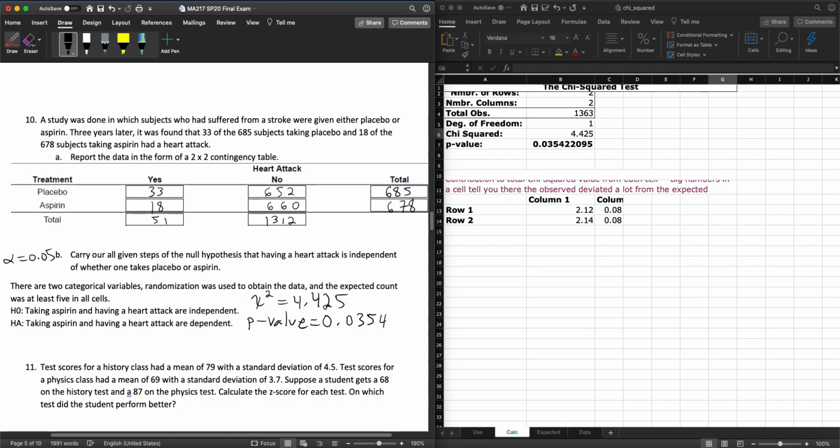Alright. So now based upon this we could write out our conclusion of this chi-square test. Here we are rejecting the null hypothesis and conclude that the two variables are dependent or associated.